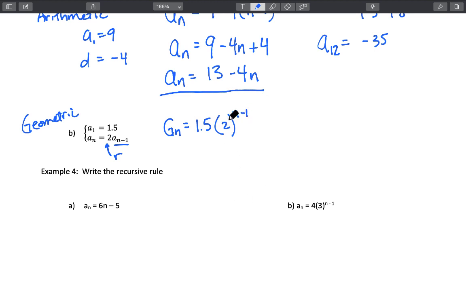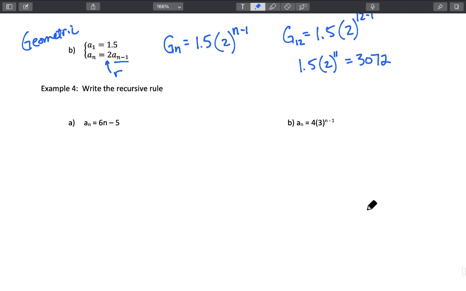Now, when we want to find the 12th term, we are simply going to substitute 12 in for my value of n, and I'll get the 12th term. So that's 1.5 times 2 to the 12 minus 1. We need to subtract 1 from the 12 first. So this is 1.5 times 2 to the 11th power. We're going to let our calculator do that work. So we'll take 2 to the 11th, multiply that by 1.5, gives us 3,072.